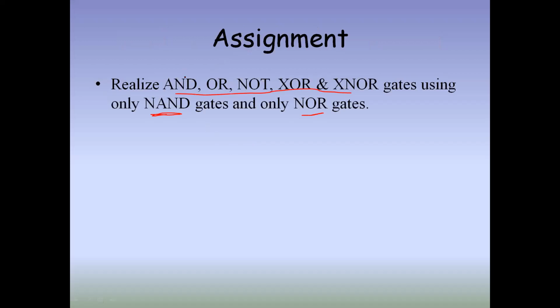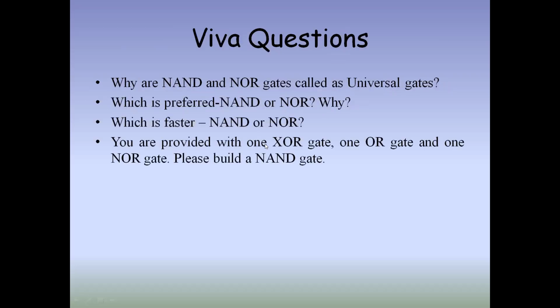In this, we have already done the OR gate using NAND gate, so you need not repeat it again. But all the remaining ones you have to do as an assignment. You can also observe certain Viva questions which are provided here, which will be useful for this lab and also for your placement interviews in the near future.